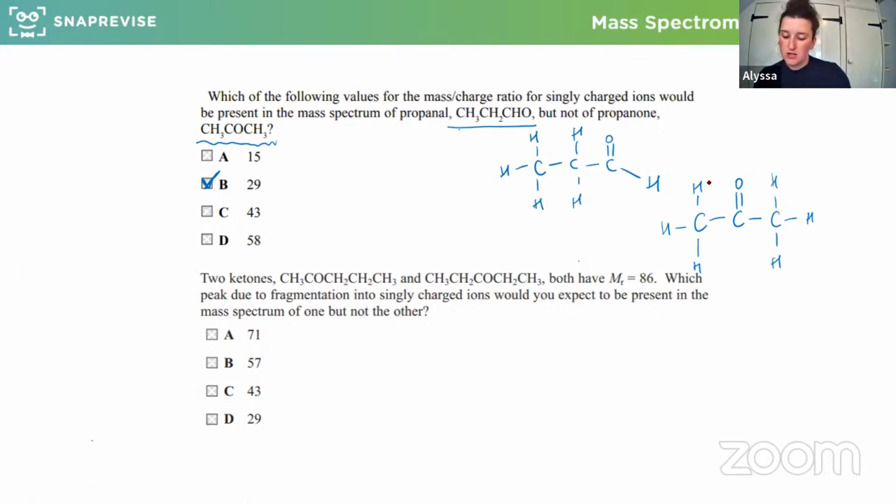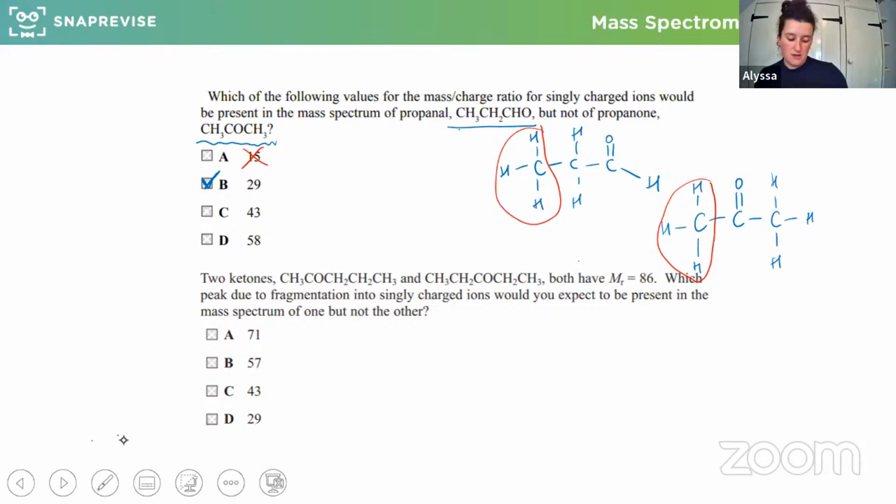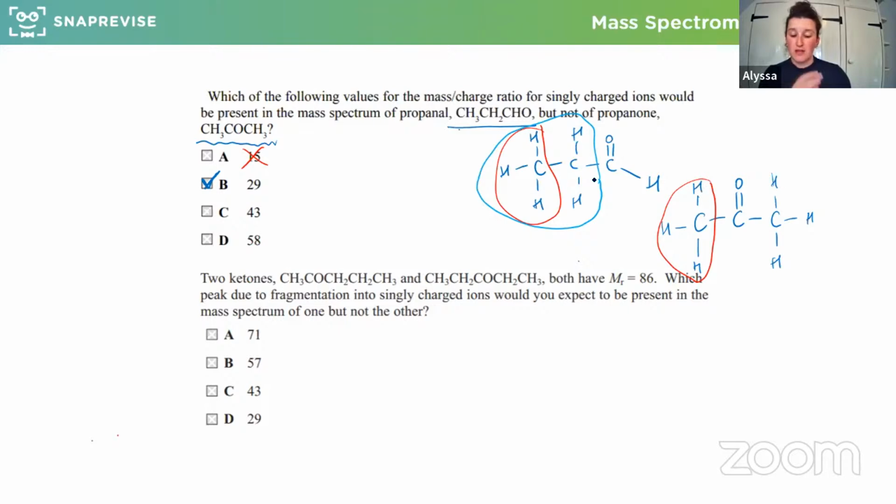So we can ignore A because CH3 will be present in both. However, the 29, the CHO fragment with both of the carbons in the same fragment, would not be present in the ketone, but will be present in the aldehyde. So it would be that one. Very good, well done. Lovely.